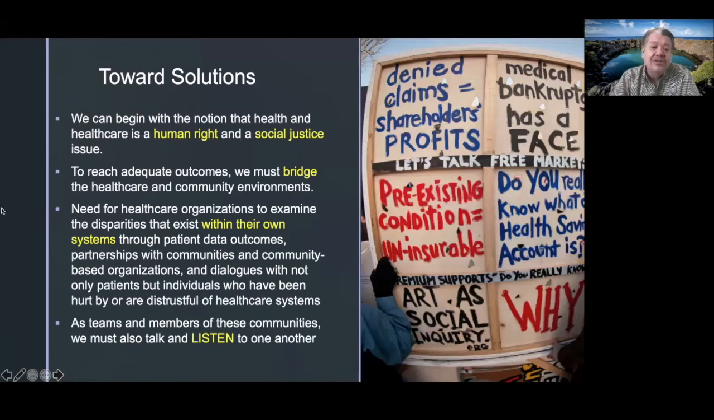So again, towards solutions here, right? We have to begin with the notion that health and healthcare is a human right and a social justice issue. To reach our outcomes, we have to bridge the big divide between healthcare systems and our community environments. We need to have our healthcare systems examine their own inequities within their systems, and then engage in partnerships with community organizations, in dialogue with patients, and not just patients who've been hurt, but those who are not patients, who have been distrustful of the system.